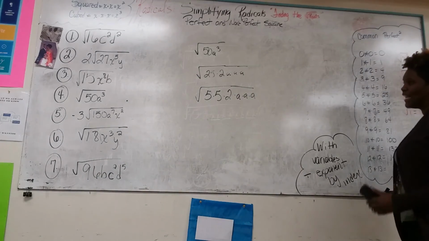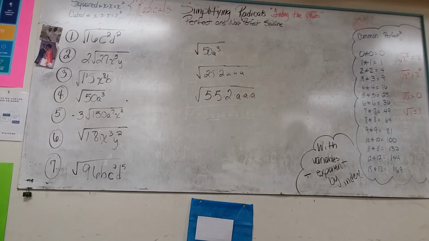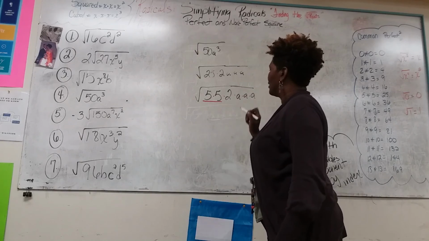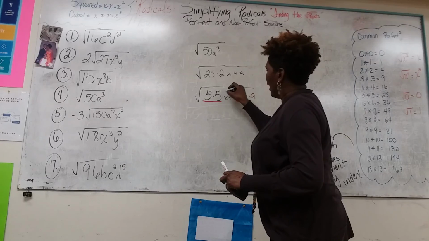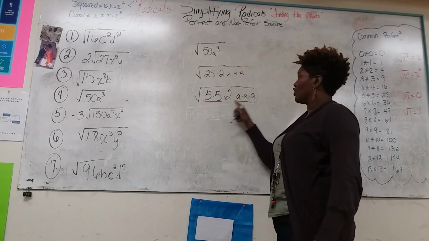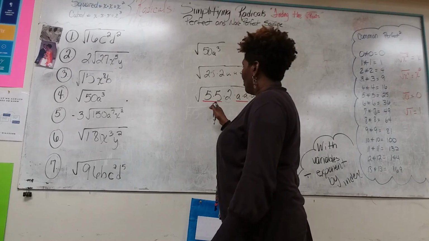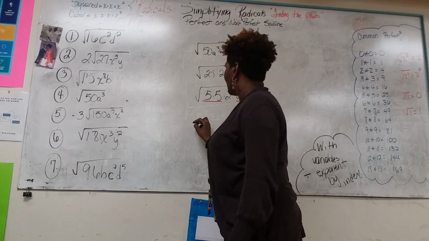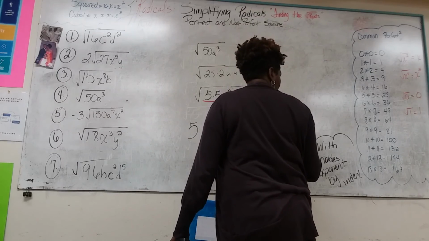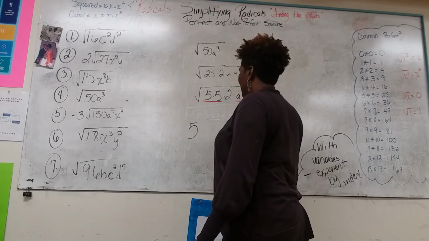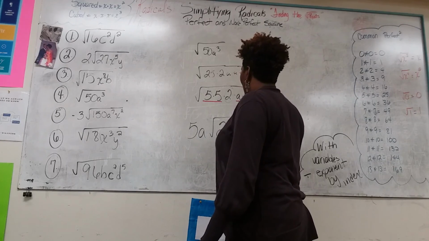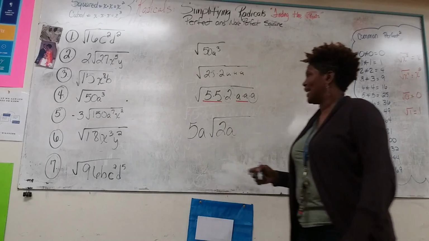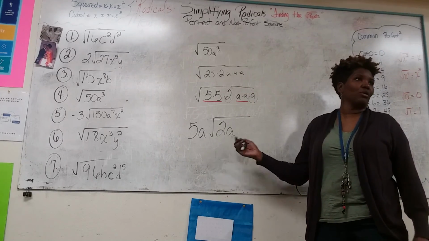Now we can go and underline everything that repeats, or everything that's in doubles. The 5s are in doubles. The A's are double. I have this 2 and this A left under there, so that's going to stay under there. So since the 5's double, I'm going to take this 5 out. Since the A's double, I'm going to take that A. What do I have left? 2A. So my answer is 5A square root of 2A.